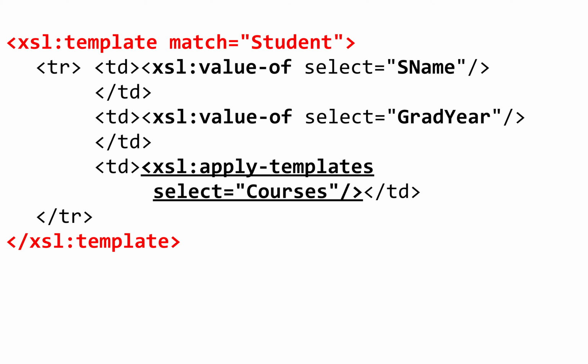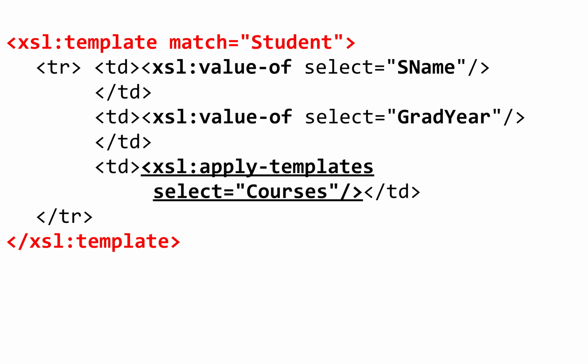The XSLT engine keeps track of the context, to be able to understand those selects. Notice that sname is understood to be inside of the student, because it knows that the match is student. So it knows that sname is within student. It understands the context. Same thing for courses here. Courses is understood as being under the student element.